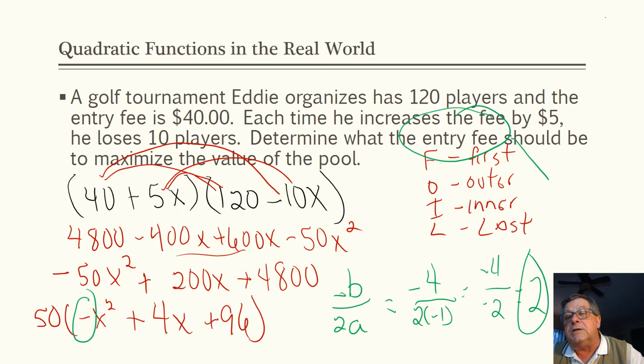Well, let's see, 2 times 5 is 10 plus 40, and that's going to be $50 for the entry fee.